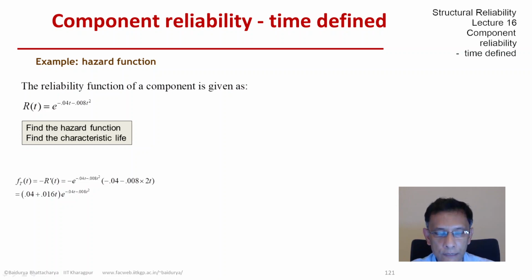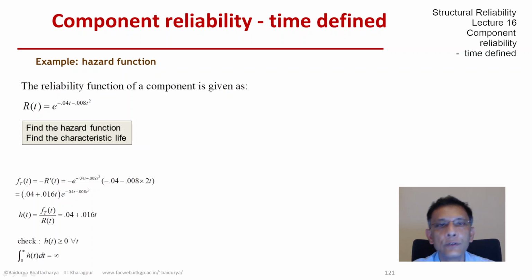The density function, which is the negative of the derivative of the reliability function, we can obtain by differentiating R of t as you see on the screen, and then we can express the hazard function in terms of the ratio of the density function and the reliability function, and it's quite straightforward. What we are left with is a linear function in time.